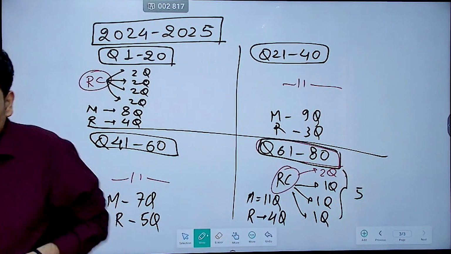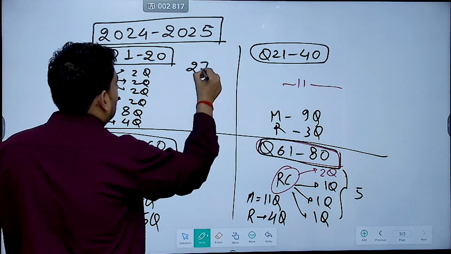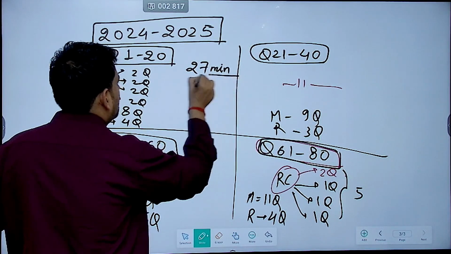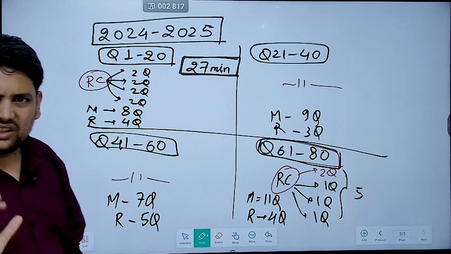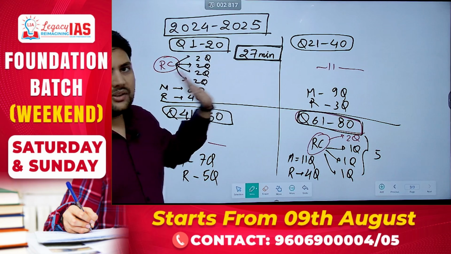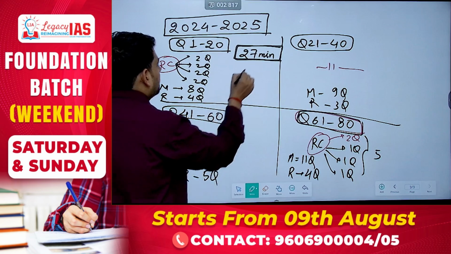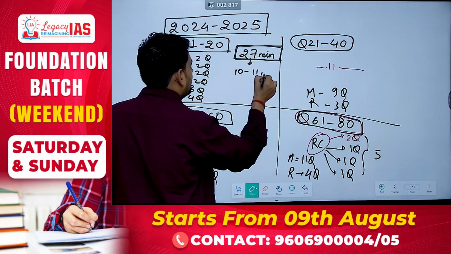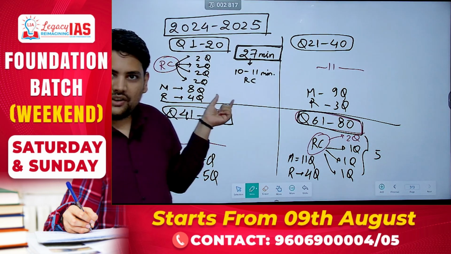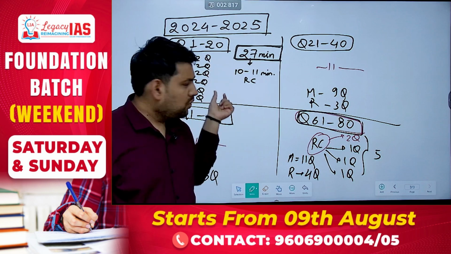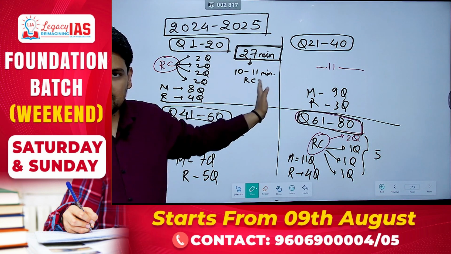Now for each 20 questions, what you should have is 27 minutes. 27 minutes, you can also take even 30 minutes, that's fine. Till 30 minutes you can take for these 1 to 20 questions. Now in this, you should be giving only 10 to 11 minutes for RC. In 10 to 11 minutes you will do RC. Most RCs you can attempt, that was our strategy.